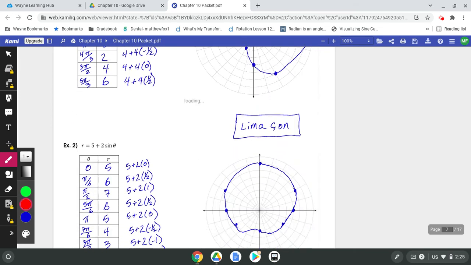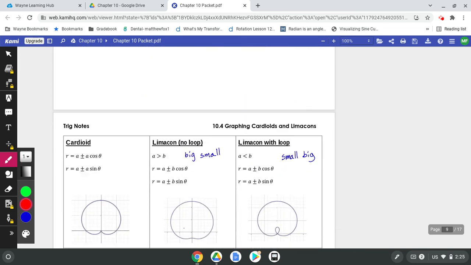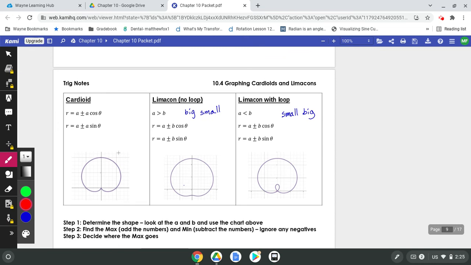Now, we had three other shapes we talked about. Remember, the cardioid is when the variables are the same, A and A. The limacon with no loop is when the first one is bigger and the second one is smaller. Keep in mind, that doesn't account for negatives. So it could be like -3 and +2. -3 we still count as bigger because we want the absolute value for that. And then finally, limacon with loop is when there's two variables and the second one is the bigger one.